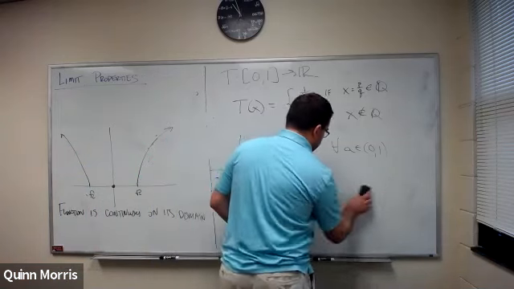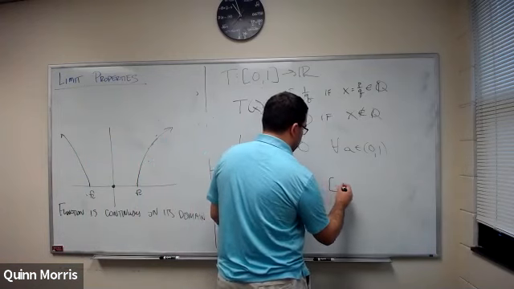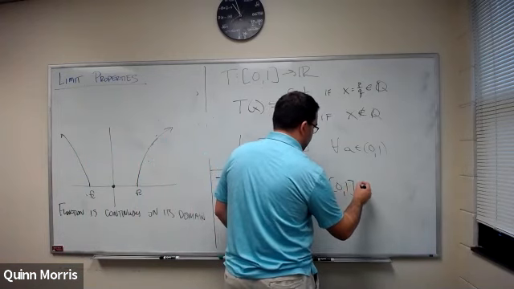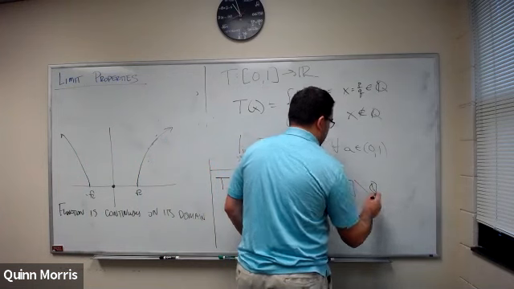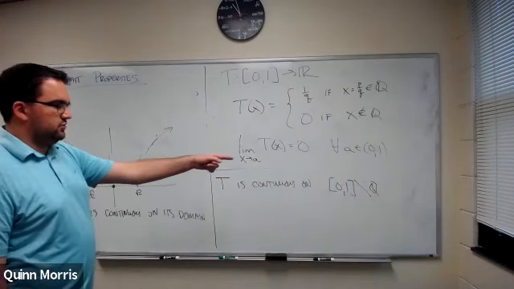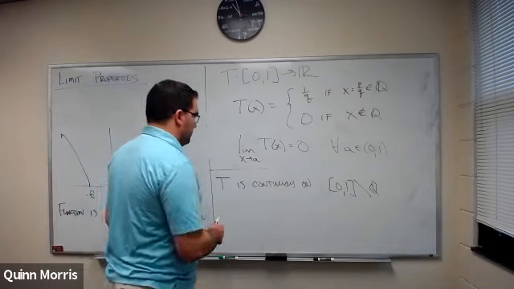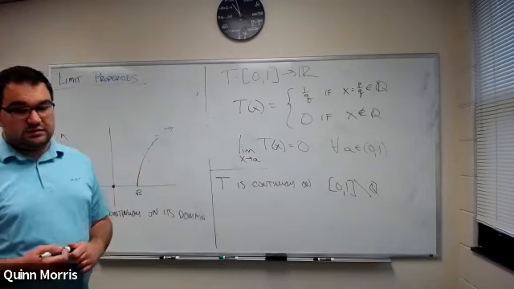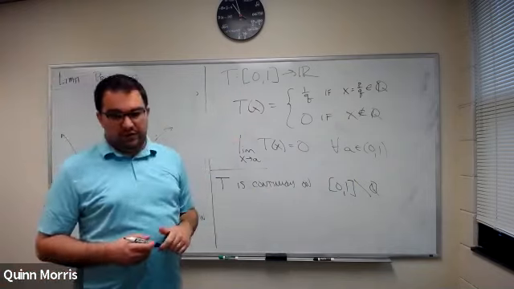Actually, that's kind of a dumb way to write it. I should write it like this. Take the interval 0, 1 and delete the rational values. Okay. So t is continuous on all the irrational values in 0, 1. It's discontinuous at every rational value.